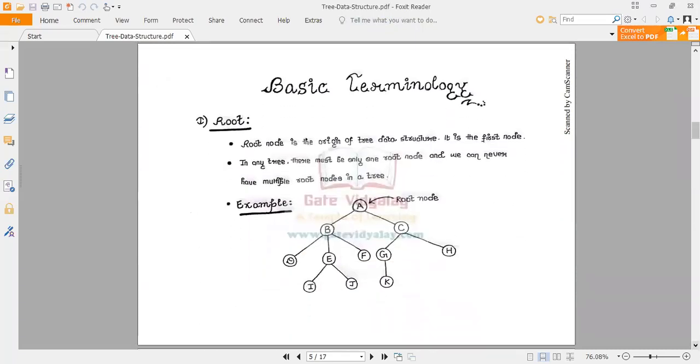So let's discuss some basic terminologies related to trees. Firstly is the root. What is the root? The root node is the origin of a tree in the data structure, and it is the first node. If any tree is there, there must be only one root node, and we can never have multiple root nodes in a tree.